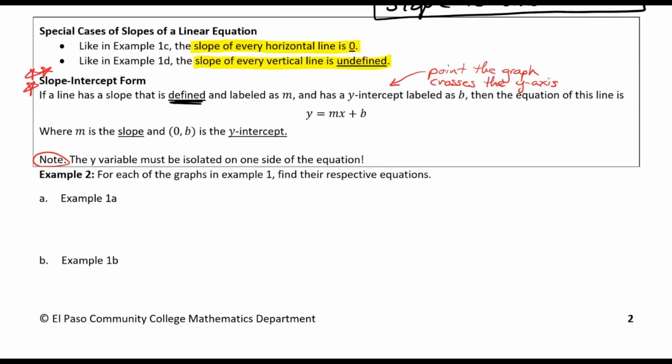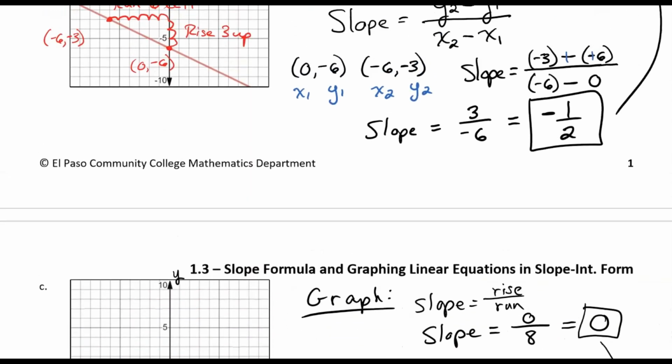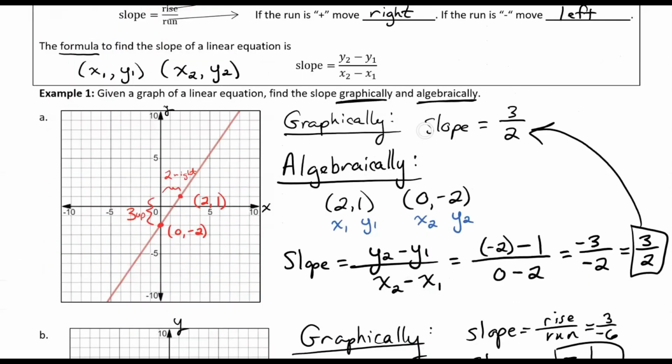Example 2. For each of the graphs in example 1, find their respective equations. So we're going to do 1a and 1b to start. Looking back at 1a, we found a slope of 3/2 in both versions. So we're going to use 3/2 as our m. And from the graph, we can see that we're going to cross the y-axis at (0, -2). So this is our y-intercept. So we have a slope of 3/2 and a y-intercept of (0, -2).